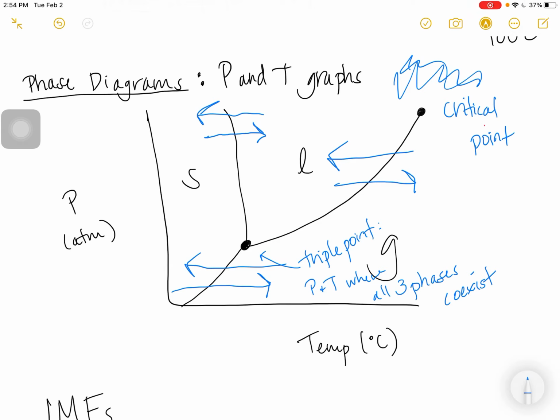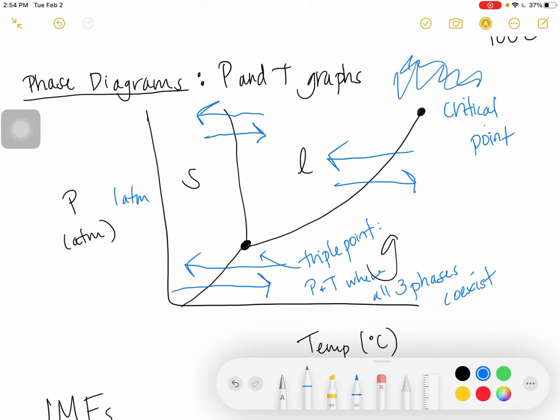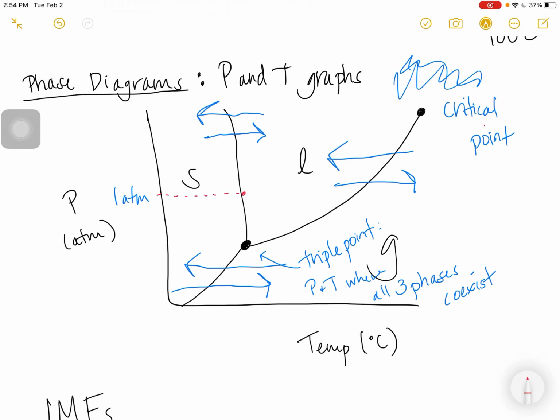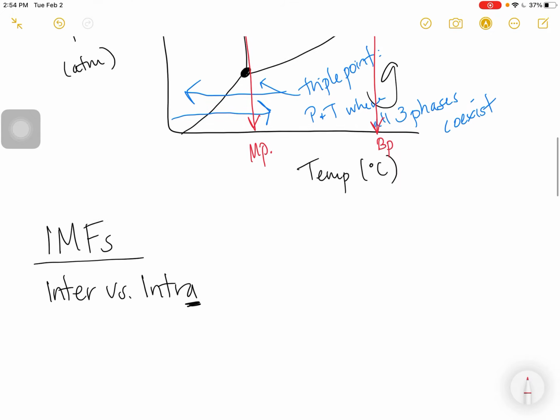We can also find things on the phase diagram like the normal boiling point and melting point. So for example, I've just made this up, but normal, of course, is 1 atm. So this right here would be your melting point. And this right here would be your normal boiling point for that substance. Okay, so a lot of information is contained in a phase diagram.